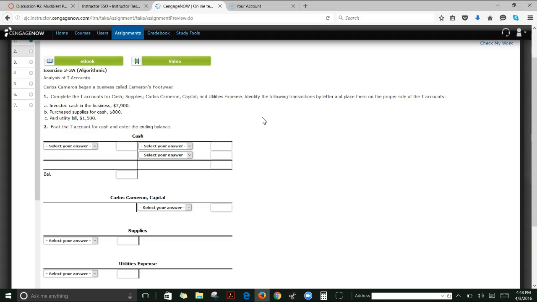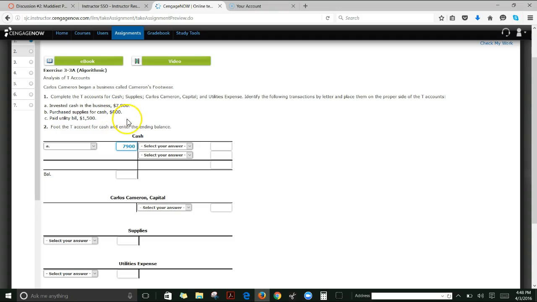So the first thing that happens in most businesses is they have to get some cash from somewhere to start a business, either from a small business loan, maybe they inherited some cash, so now they have the opportunity of a lifetime to start their own business. So invested cash in the business means that I have more cash, so I'm going to debit cash because it's an asset and that's how it's increased. Be sure you put your numbers in very carefully. You don't want to make a mistake in inputting your numbers.